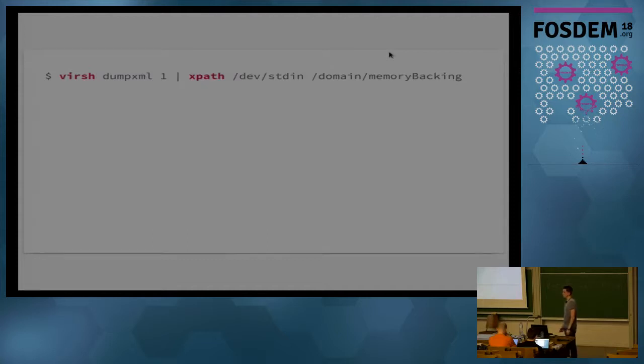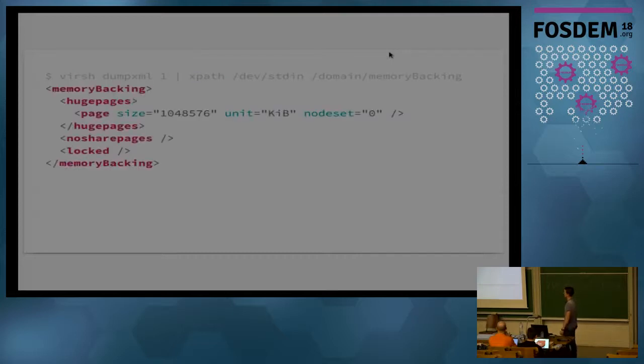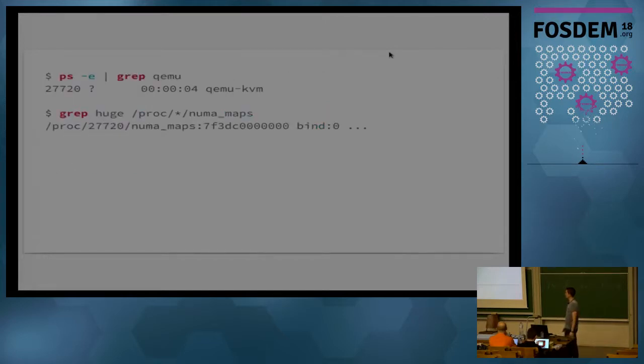We also talked about huge pages. As far as that's implemented, there's a memory backing attribute where you configure what page size you want. There's some other stuff in there that doesn't really matter. Nova does all of this for you. If we look at the QEMU process again, get the process ID, and look through the huge page mapping for it, we'll see that it is indeed mapped to the QEMU process as we'd expect.